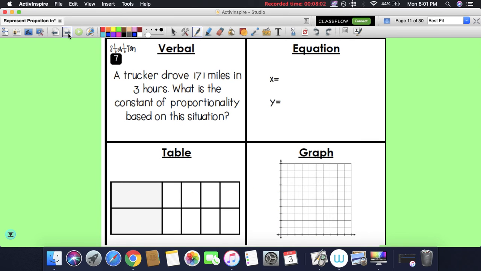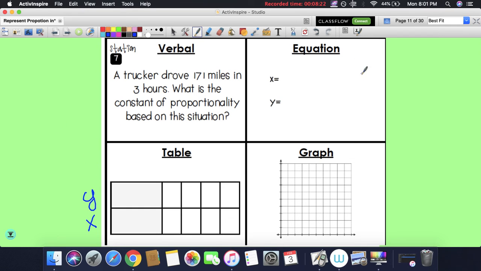A trucker drives 171 miles in 3 hours. Okay, so again, this is my Y and my X.